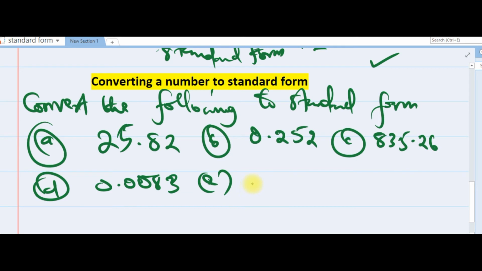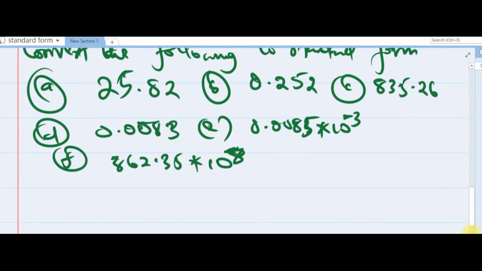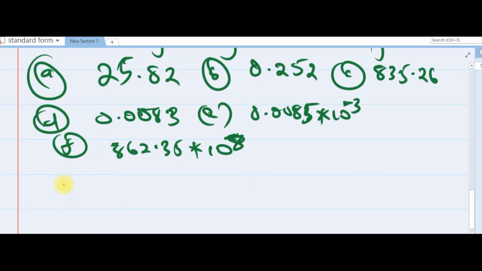And this one maybe say 0.0083 times 10 raised to power minus 3, and finally if you are given something like 862.35 times 10 raised to power 8. So if you are given these and we are asked to convert the following to standard form, it's very, very simple. Let me teach you.